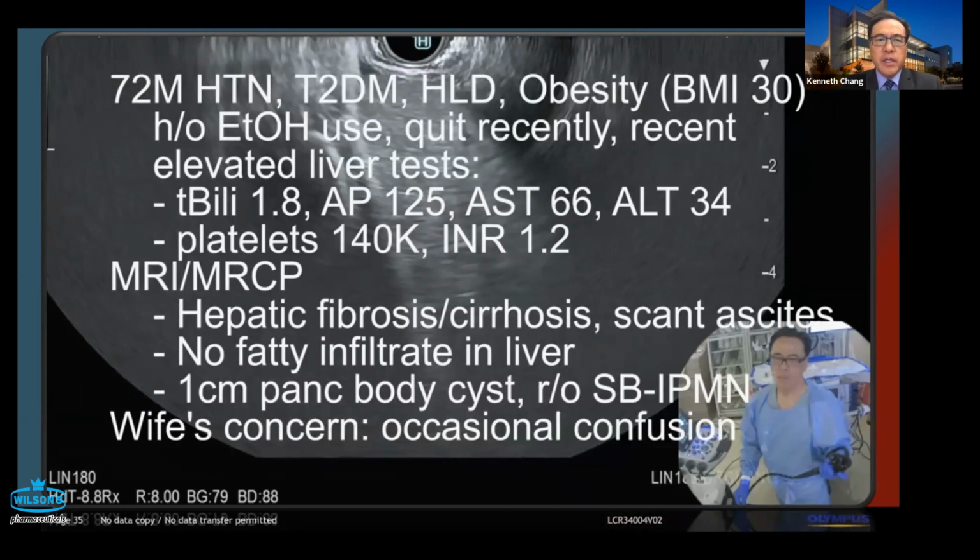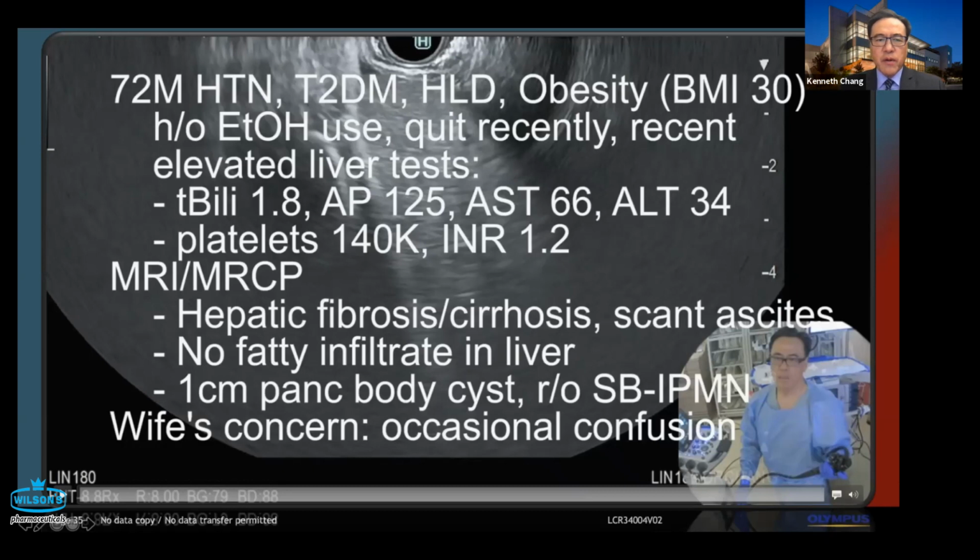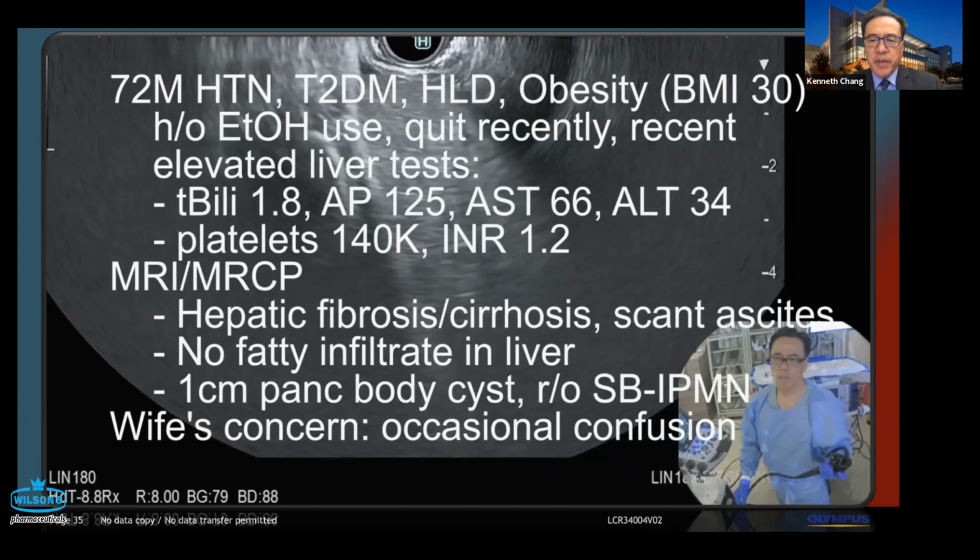This is another patient who is a 72-year-old male, hypertension, type 2 diabetes, hyperlipidemia, a BMI of 30, so meets obesity criteria, but has a pretty significant alcohol use history, quit recently, but has elevated liver tests. Bilirubin's 1.8, alkaline phosphatase 125, AST 66, ALT 34, platelet count slightly low at 140, the INR slightly up at 1.2. The MRI MRCP shows some hepatic fibrosis, maybe cirrhosis, some scant ascites, no fatty infiltrate in the liver, and a 1 centimeter incidental pancreatic body cyst. Rule out side branch IPMN.